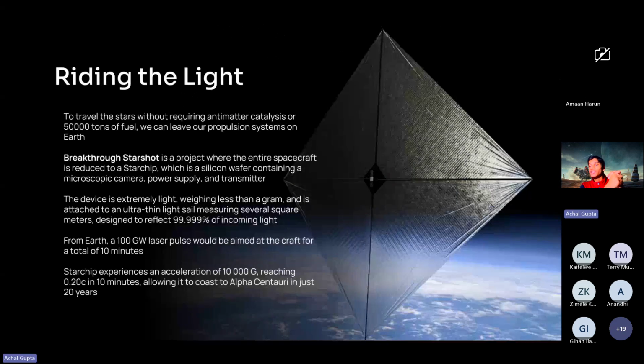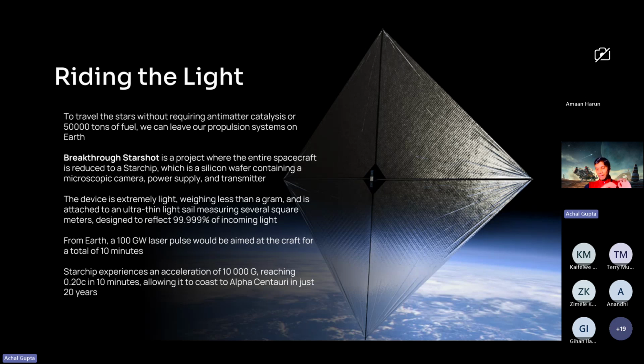Okay, the third solution is leave the engine at home. Leave the crew at home as well. Send a tiny chip, right, called a star chip, not to be confused with starship. A star chip that contains a power supply, a transmitter, and a camera, so you can actually see where you're going. Attach that to a very thin layer of film, and that's going to create a solar sail. This solar sail is like a kite.